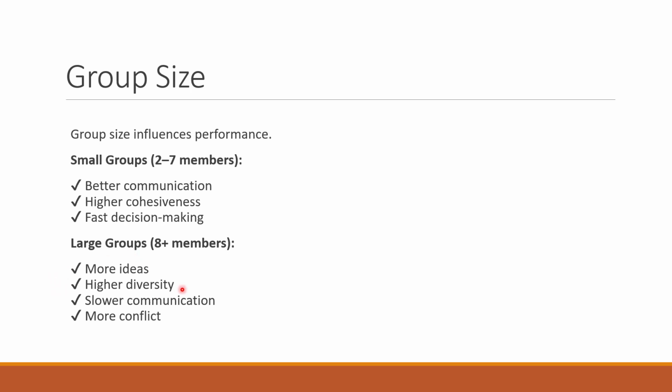They are more diverse and they do have more ideas. So their skills are also diverse, but their decision making is slower, their communication is slower, and there are high chances of conflicts as well. Like large committees, they often take longer to finalize a decision. Why? Because there are too many opinions. So now we need to understand that choosing the right size actually depends on the nature of the task that we are performing.